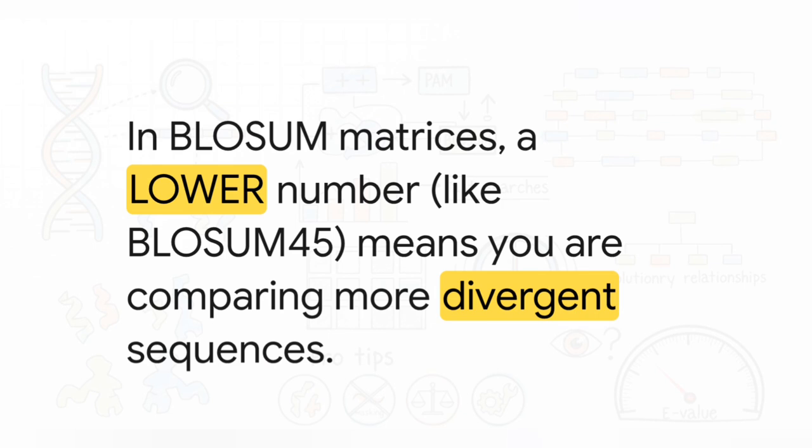And just to keep us on our toes, the numbering for BLOSUM is the complete opposite of PAM. Yep, with BLOSUM, a lower number, like BLOSUM 45, is what you use to find more distant relatives. It's because that matrix was built by looking at proteins that were only about 45% similar, so it's tuned for finding those faint ancient connections.